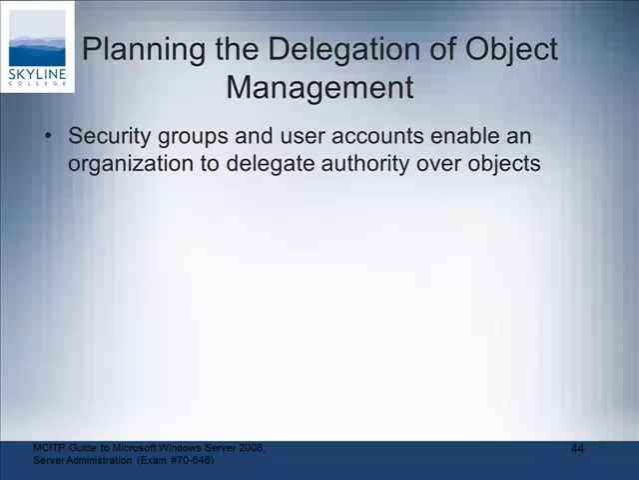Security groups and user accounts enabled in an organization to delegate authority over objects. Delegation of authority, the easiest one is you have 8,000 users and you want your work group managers to reset passwords. You can delegate the authority to do that. Right-click, Delegation Wizard, go through that. Keep in mind, please, that when you do that, once you delegate it, there's no way to undelegate it unless you go to those individual objects.